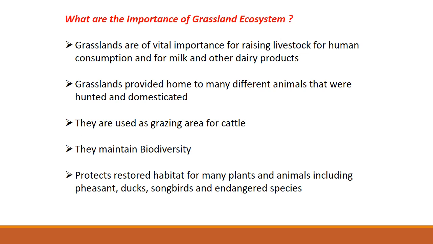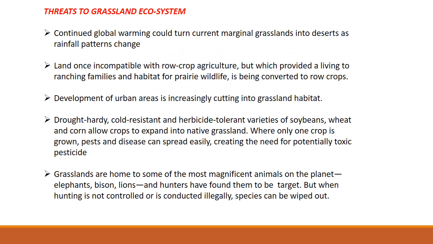There are some importance of grassland ecosystems. Grasslands are important for nurturing livestock for human consumption and for milk and other dairy products. It provides home to many different wild animals and domesticated animals. It provides a grazing area for cattle. It also maintains biodiversity and protects restored habitat for many plants and animals including rare species.